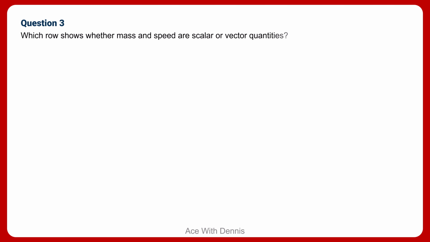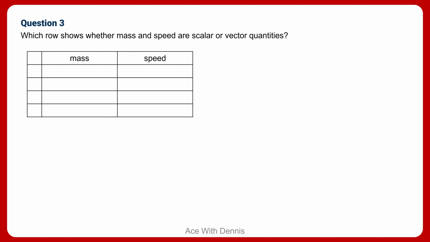Question 3. Which row shows whether mass and speed are scalar or vector quantities? Option A, both mass and speed are scalar quantities. Option B, the mass is a scalar quantity while the speed is a vector quantity. Or option C, the mass is a vector quantity and the speed is a scalar quantity. Or option D, both mass and speed are vector quantities.